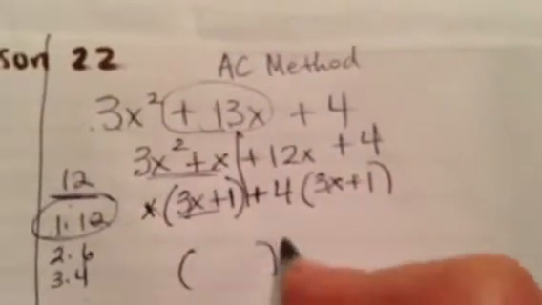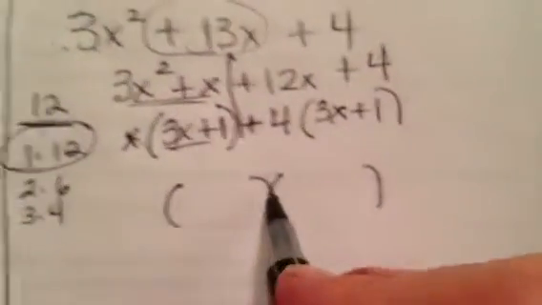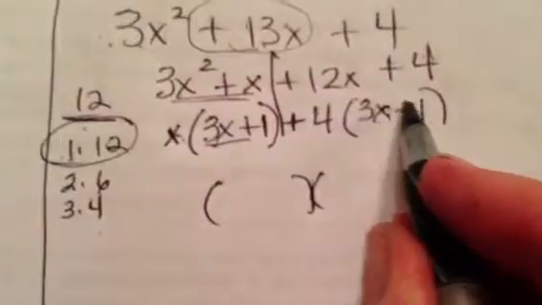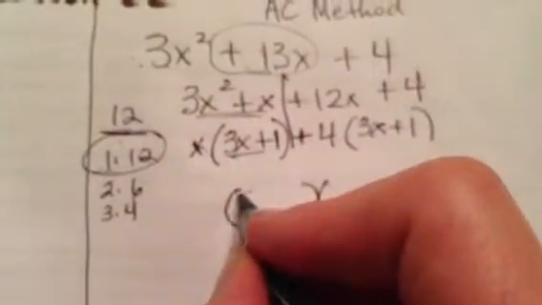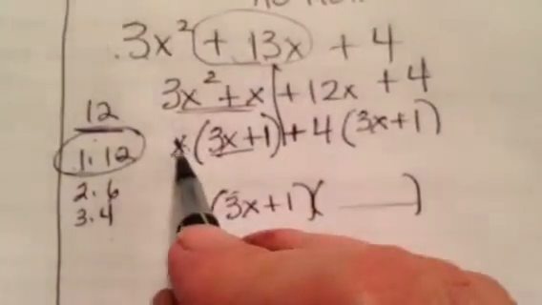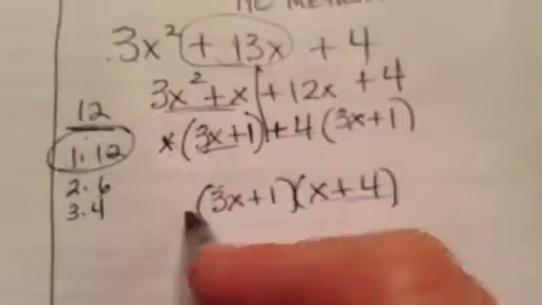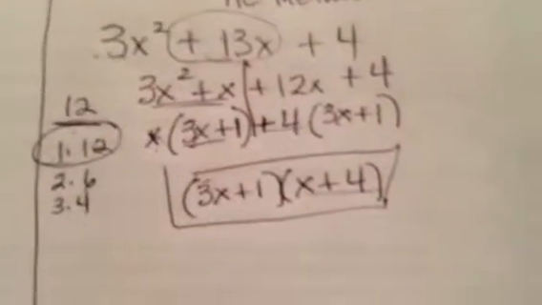So give yourself 2 sets of parentheses. Make sure you write them right beside each other, because that's what it means. Remember, that means to multiply. Notice both sides have a 3x plus 1, so I'm going to do that on one side. And in your other set, you're going to put what's left, an x plus 4. Okay, and there you go. That is your answer.